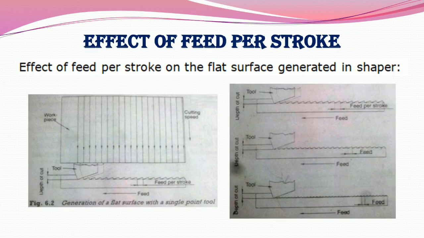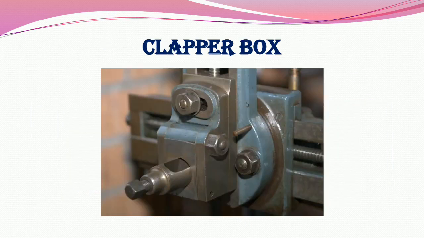Effect of feed per stroke. Effect of feed per stroke on the flat surface generated in shaper. So there are two figures. The first one is generation of a flat surface with a single point tool. There is the workpiece and there is the cutting speed. See here the depth of cut, the tool and the feed per stroke. In the next picture, they are almost similar. Then the combination of these three makes the first picture. Okay. There is a figure of a clapper box in real life. I see it here.